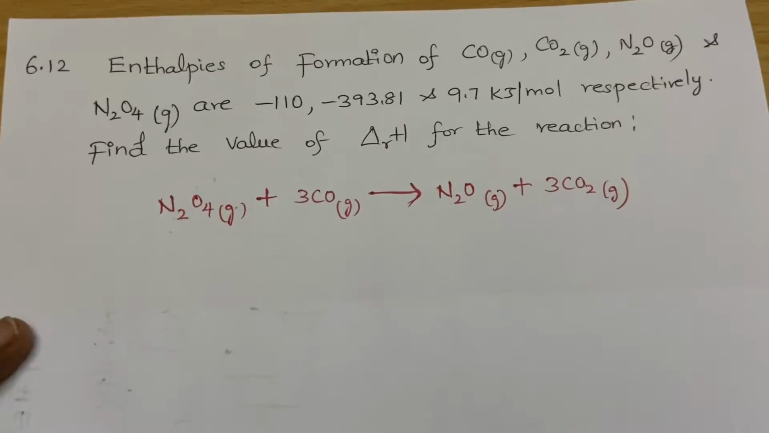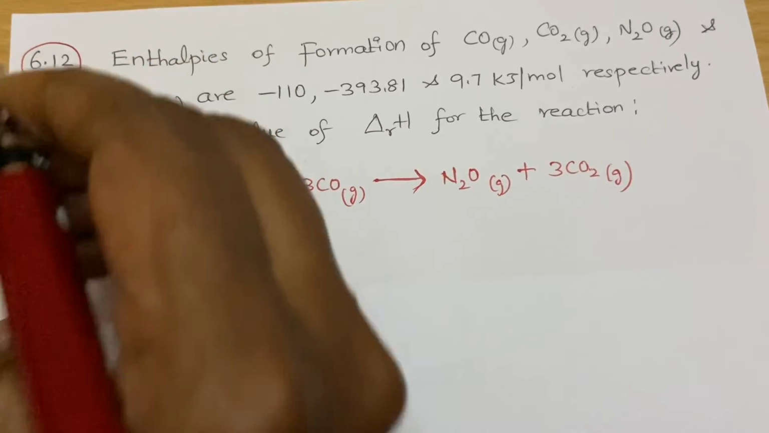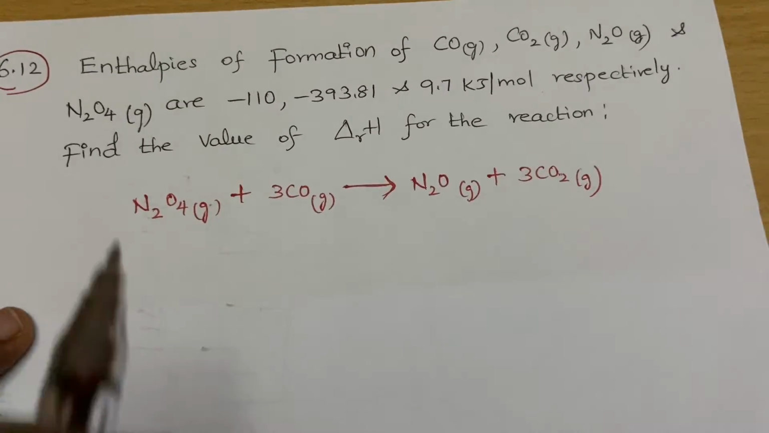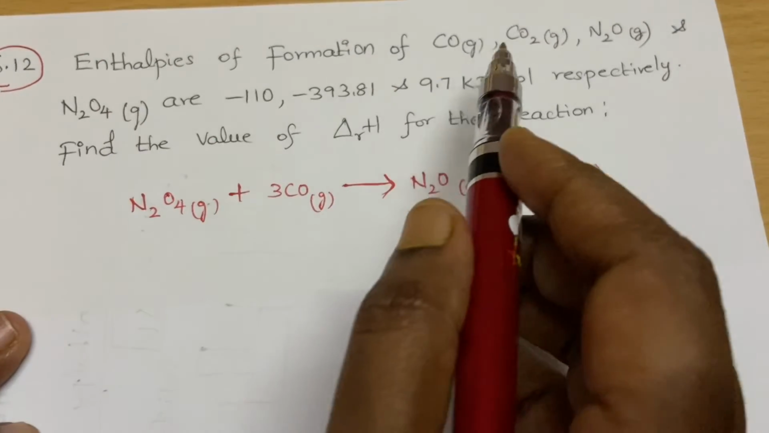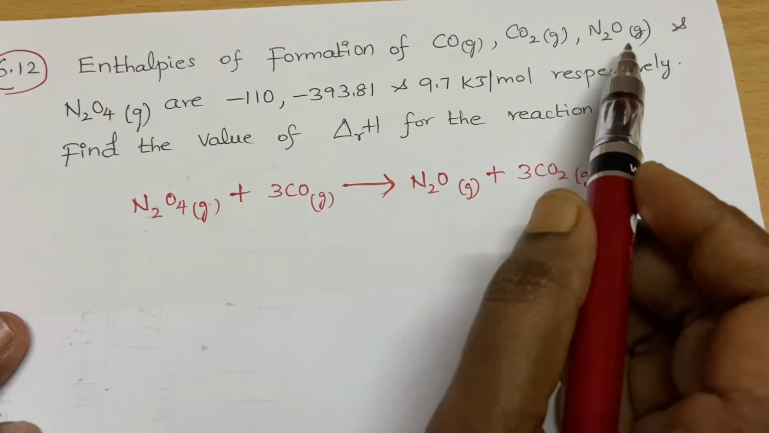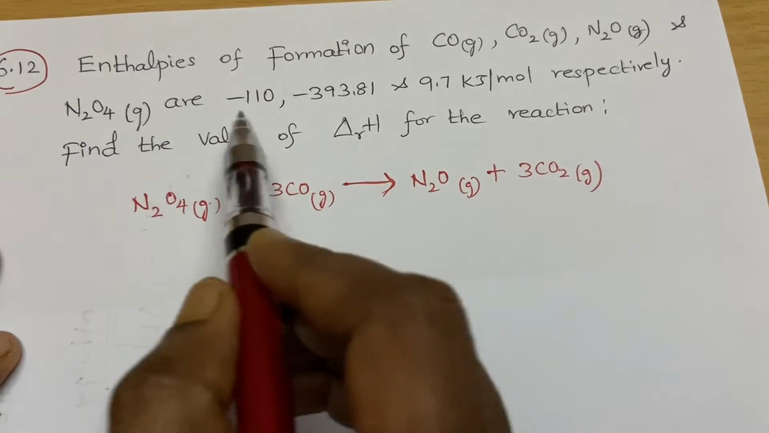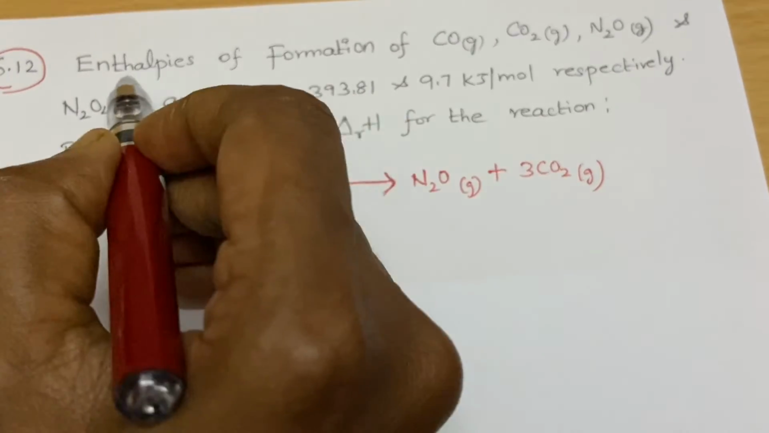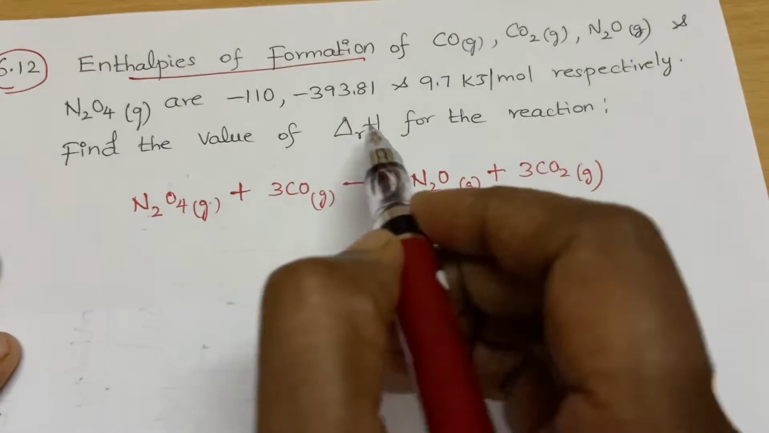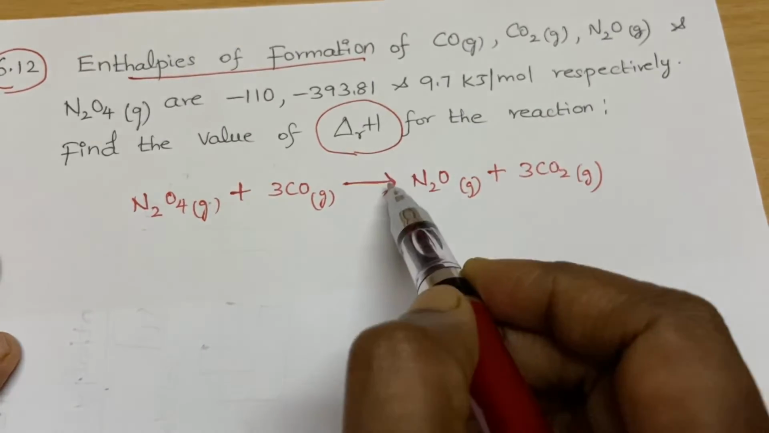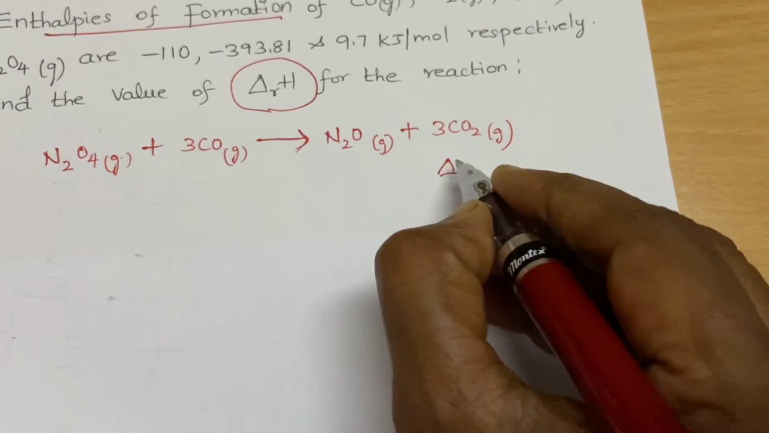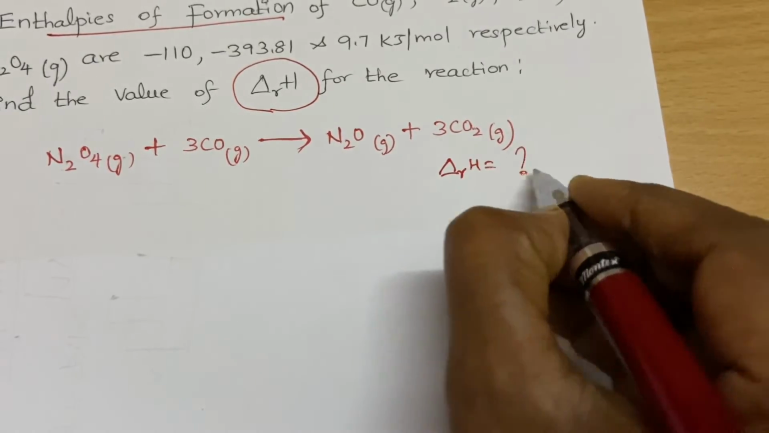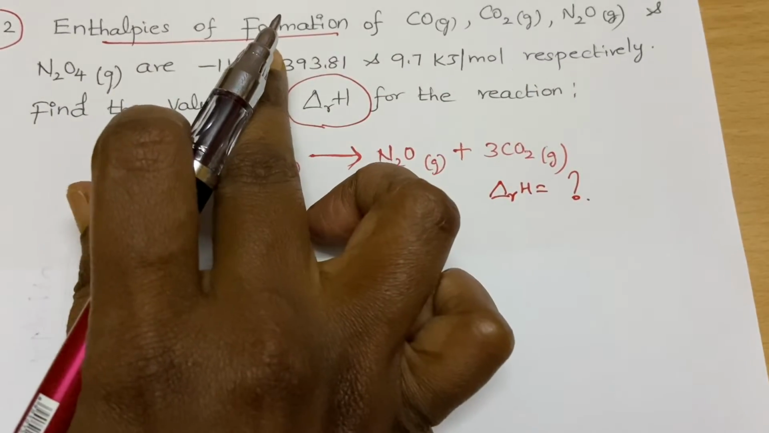Okay students, this is your question number 6.12 from your book back exercise. Here the enthalpies of formation of carbon monoxide gas, carbon dioxide, N2O and N2O4 are given. Enthalpy of formation data are given. Find the value of the enthalpy of this particular reaction. Okay, the enthalpy of this reaction you have to find out.